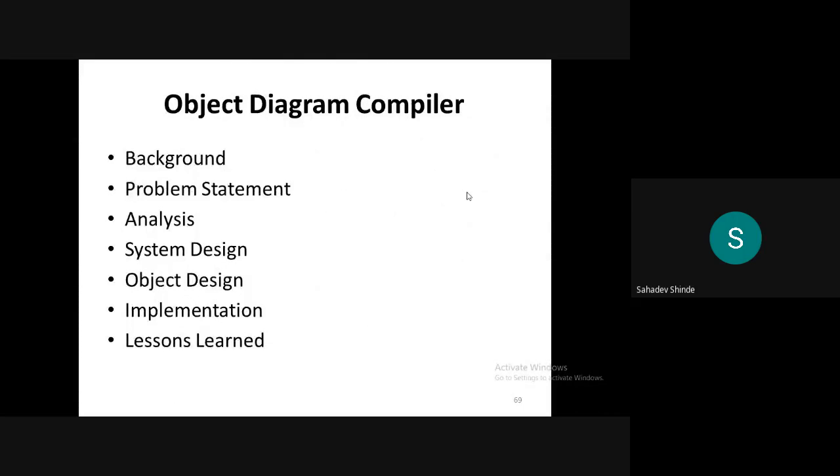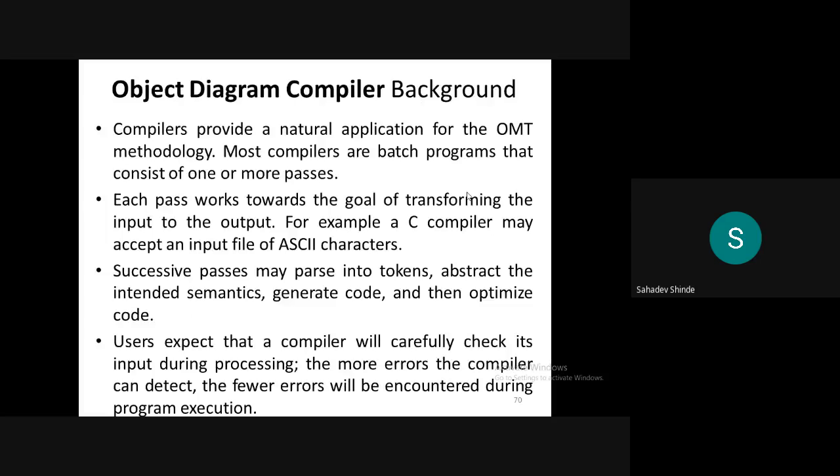Now the next point is about the object diagram compiler. So what is the object diagram compiler that we will study in detail? In the background, we will see what is the background of this object diagram compiler. The next one is the problem statement, again the analysis, again the system design, again the object design, again the implementation, and again the lessons learned. Okay. So what is the object diagram compiler background we will see here?